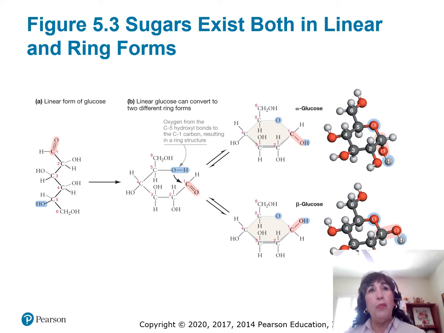In figure 5.3, we see a comparison of a linear form on the left-hand side, and on the right-hand side we have 2 ring forms, alpha glucose and beta glucose. What's the difference between the two? Again, it's the location of the OH or hydroxyl group in reference to the carbon. For alpha glucose, it's located below the carbon, but for beta glucose, it's located above the carbon.